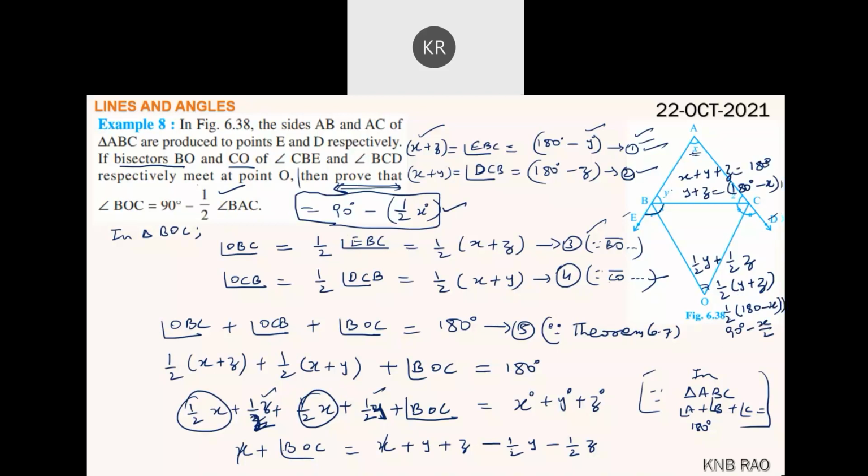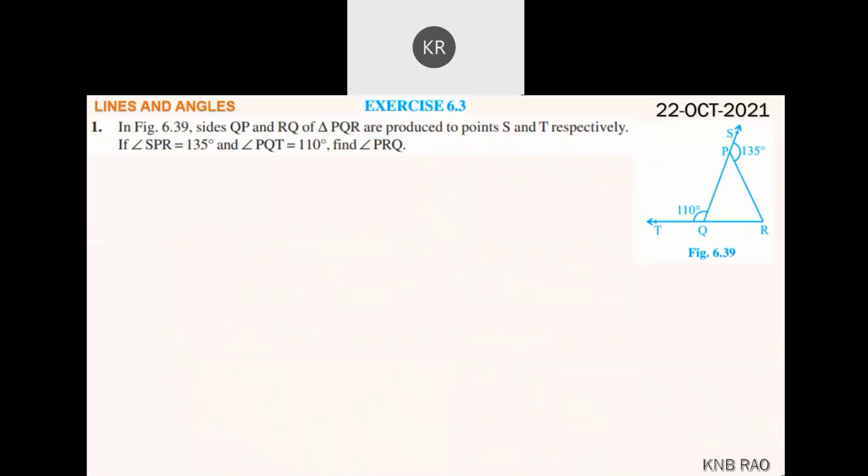I have written these many steps to make you understand. You may shorten steps where the possibilities are there, but reasons along with the steps are very important while proving. Let's move on to the next question. Exercise 6.3. They are all easy questions. I will not write the entire proof now, I'll just briefly explain.